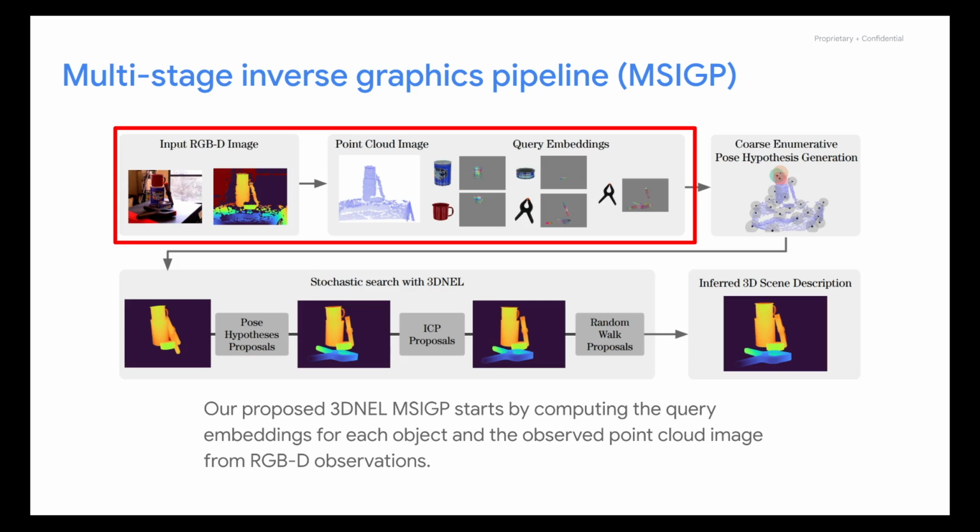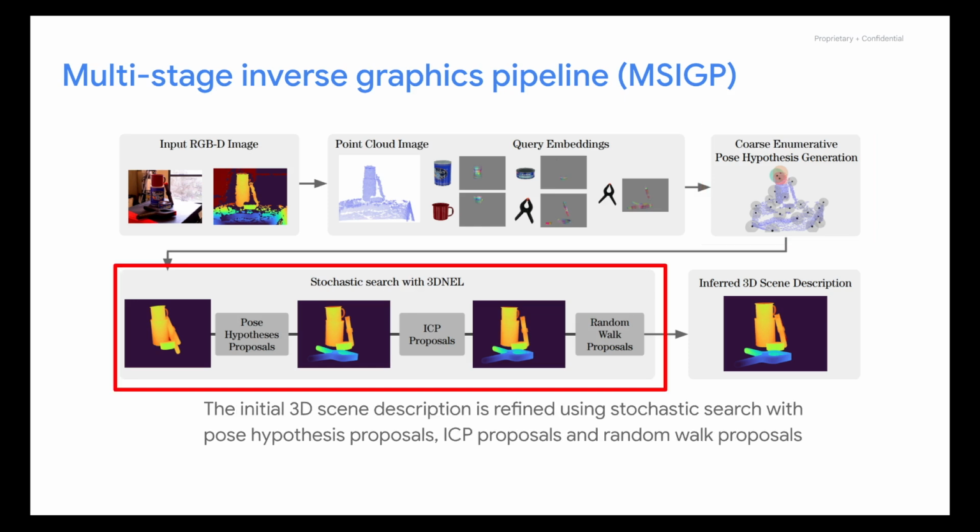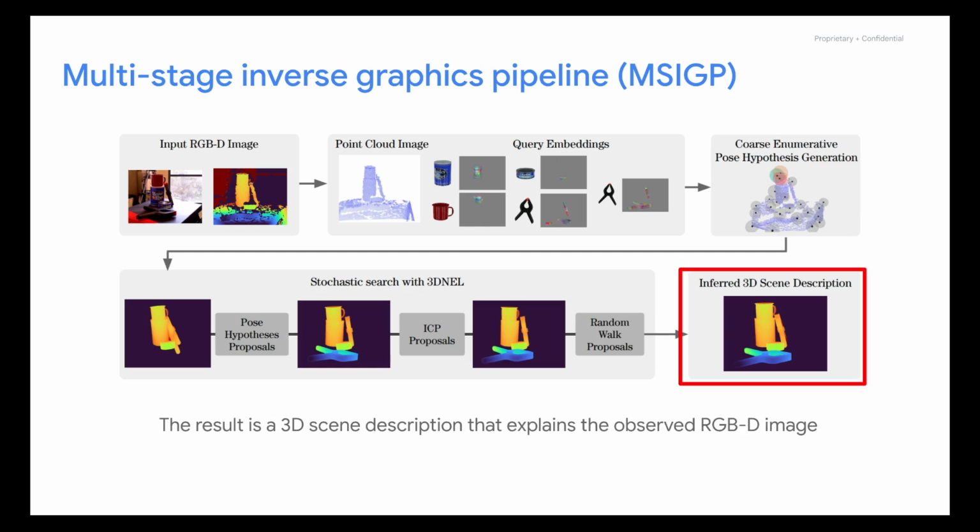Our proposed 3D NEL multi-stage inverse graphics pipeline starts by computing the query embeddings for each object and the observed point cloud image from RGBD observations. Then, a fast, coarse enumerative procedure produces a set of pose hypotheses for each object and constructs an initial 3D scene description. The initial 3D scene description is then refined using stochastic search with pose hypothesis proposals, ICP proposals, and random walk proposals. The result is a 3D scene description that explains the observed RGBD image.